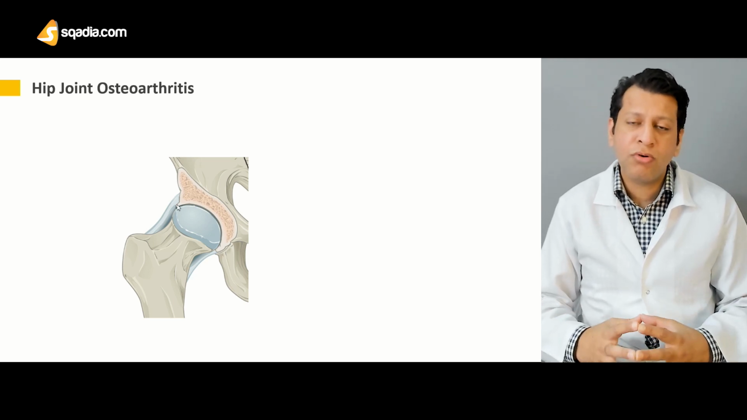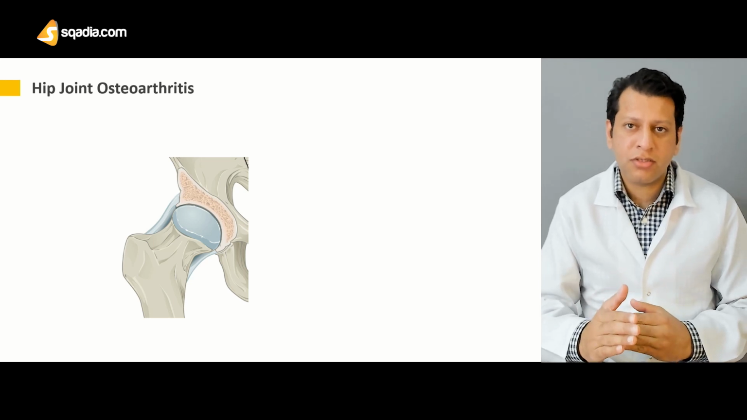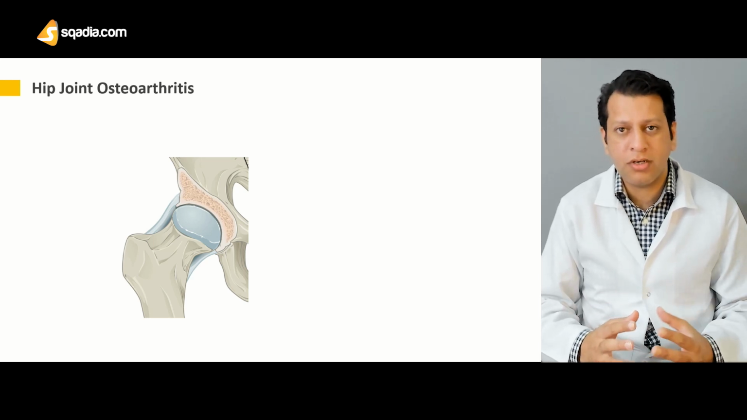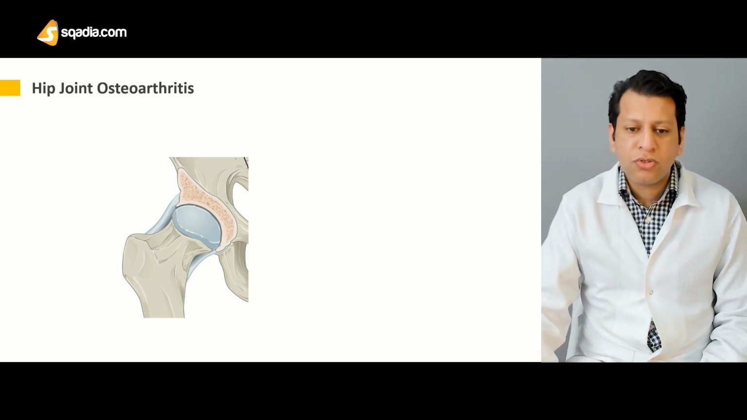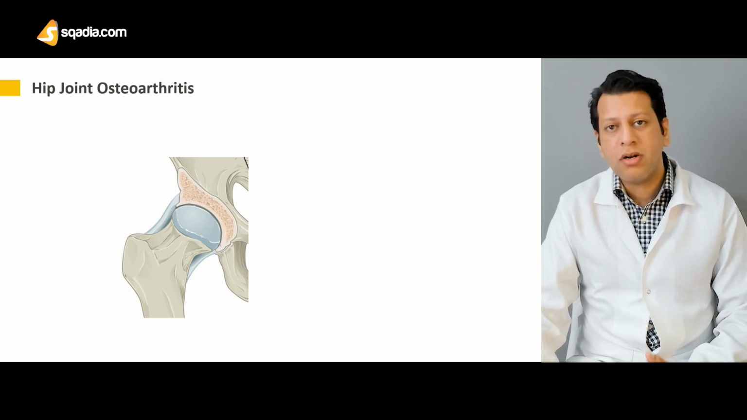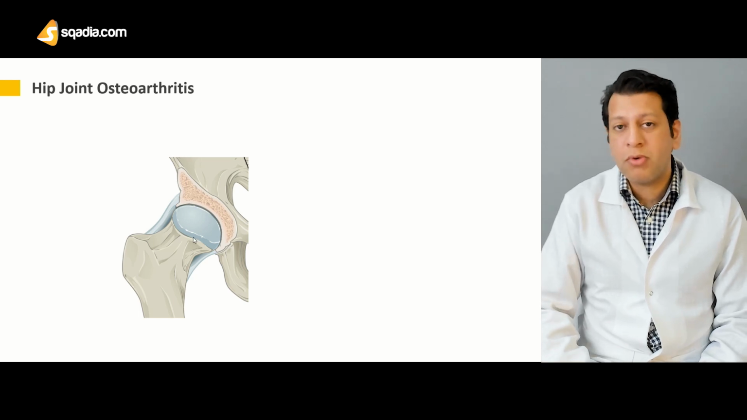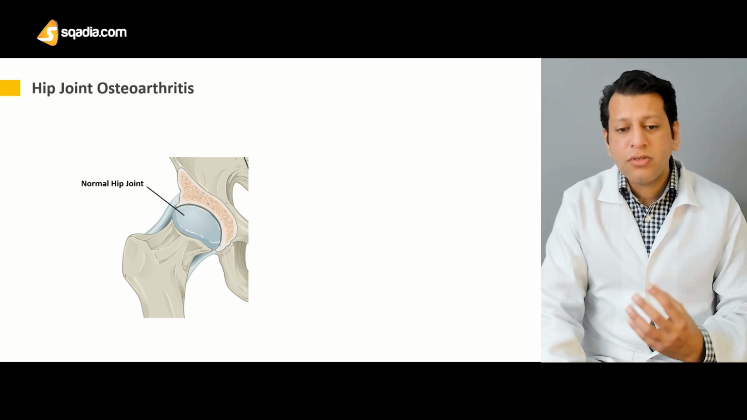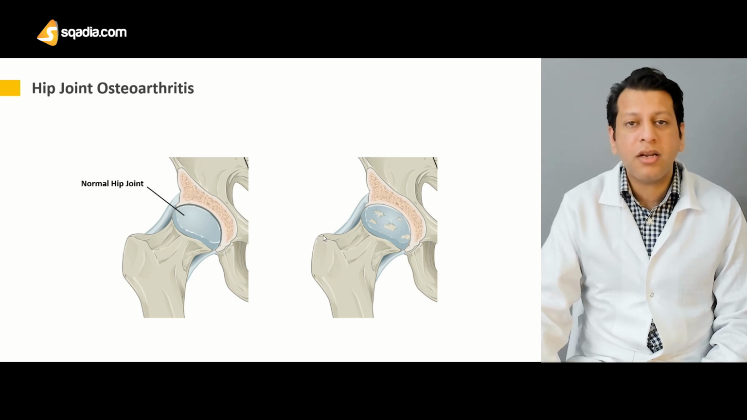The labrum present in the hip joint is not that thick, so it helps, but not as much as in the shoulder. But it does provide some depth to the acetabular socket. There are certain intra-articular and extra-articular ligaments which hold the hip joint in place, so that articulation of the femoral head with the acetabular socket can take place. This is a normal hip joint.